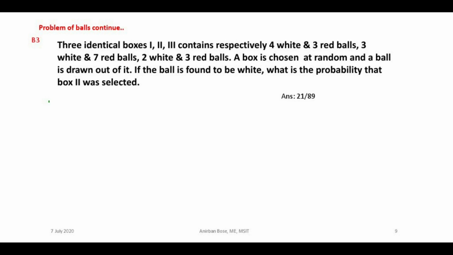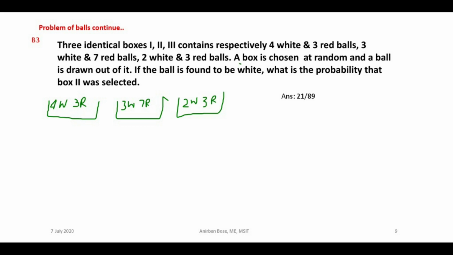Suppose there are three identical boxes, 1, 2 and 3. Suppose three identical boxes are there. In first box there are 4 white and 3 red. In the second one there are 3 white and 7 red. In the third one 2 white and 3 red balls are there. Okay, a box is chosen at random, a ball is drawn, a box is chosen at random. So what is the probability of choosing a particular box?